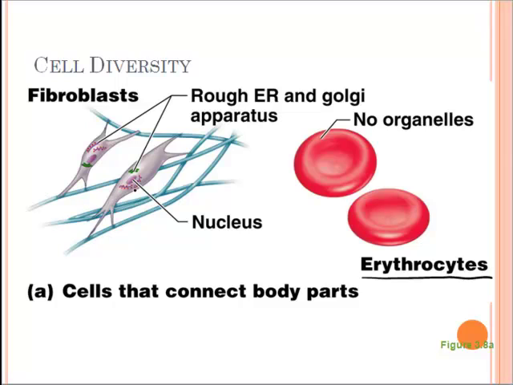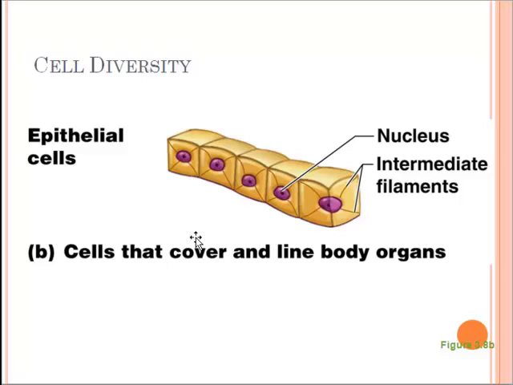Notice this cell here has both rough ER and a Golgi apparatus and a nucleus, but has certain structures that are a little bit different. Here are some square or cuboidal shaped epithelial cells. They have a nucleus, and they have intermediate filaments, cytoskeleton, that are giving them their shape.